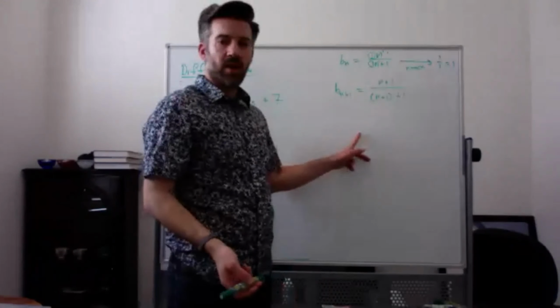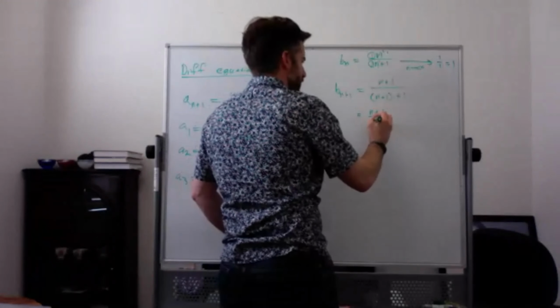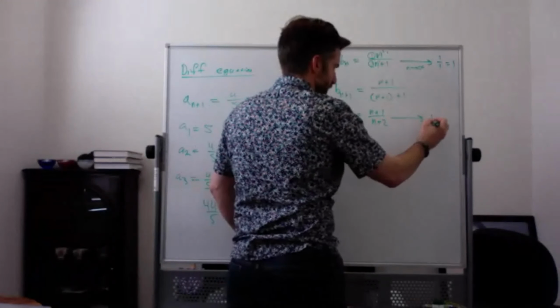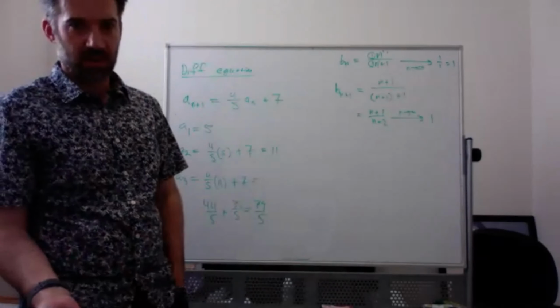But the same thing is true over here. If I rewrite this, this is n plus 1 over n plus 2. And that also has a limit as n goes to infinity of 1 for the same exact reasons.